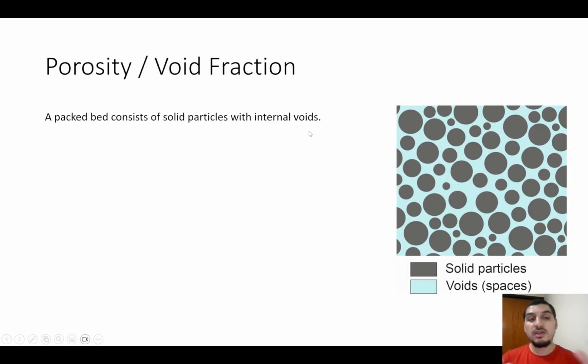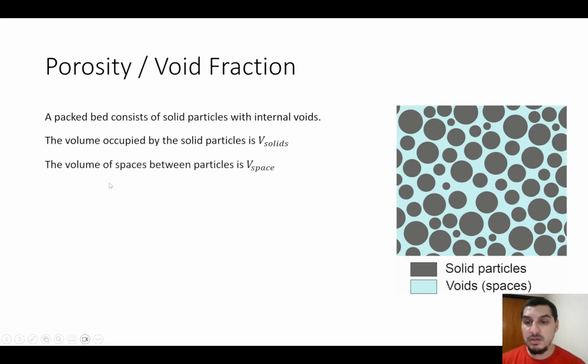The solids are not filling the whole space. They fill part of the space, and the other part is the empty space. And in the case of packed beds, this is very important because this is the volume where the fluid is going to flow through. The volume that's occupied by solid particles will be denoted as V solids, which is the dark regions here, and the volume that's occupied by the empty space between the particles, we call it V space.